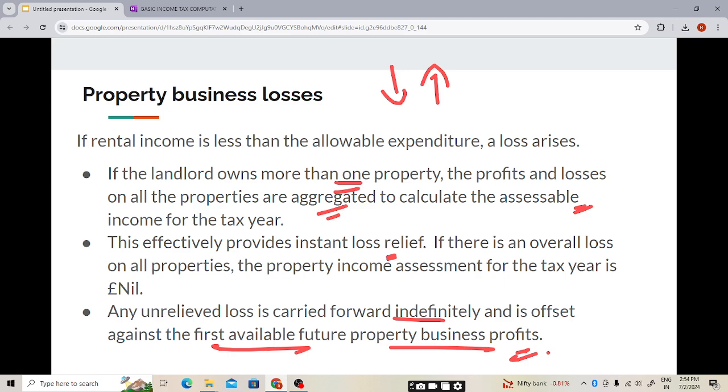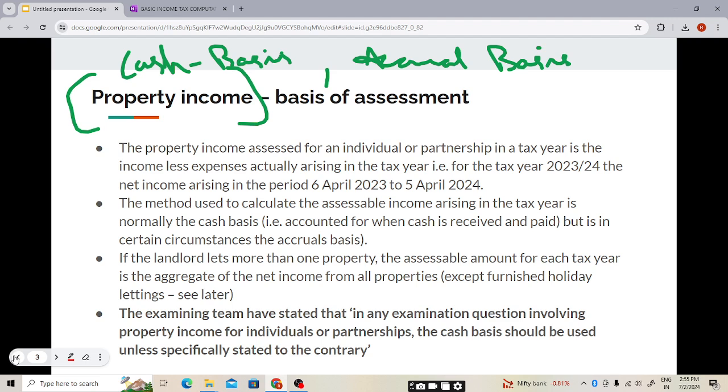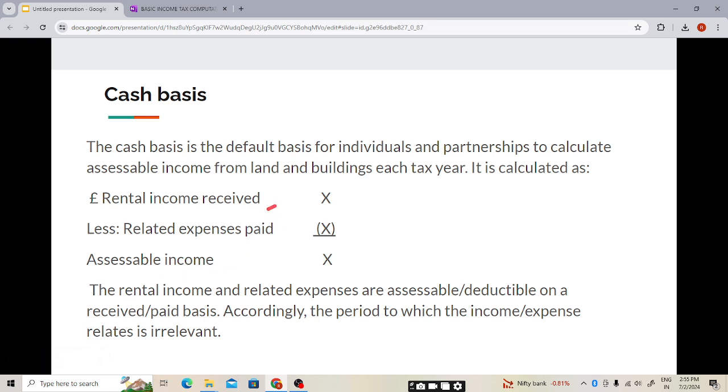In the cash basis we saw that it is cash received, cash paid. Under the accrual basis, income receivable and expense payable. Under the cash basis, whatever is the amount received and whatever is the amount paid. Under the accrual basis, what is the income and expenses relating to that tax year. Clear, students? The period to which income and expense relates is irrelevant in cash basis, and relevant in accrual basis.